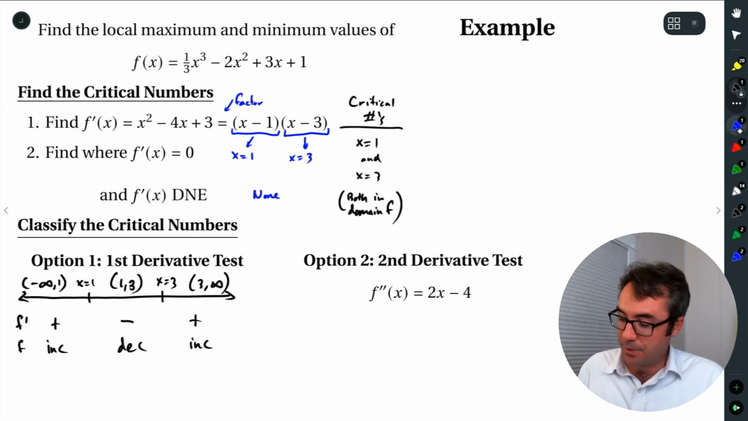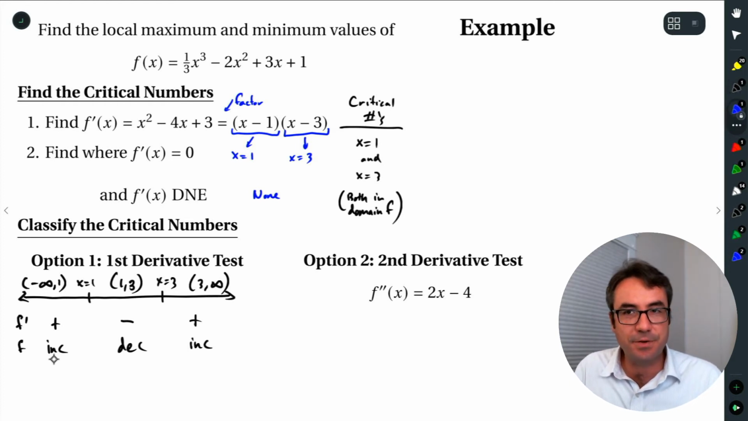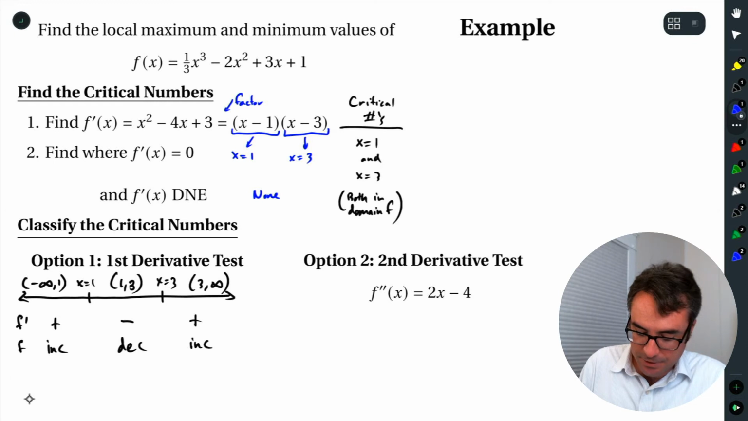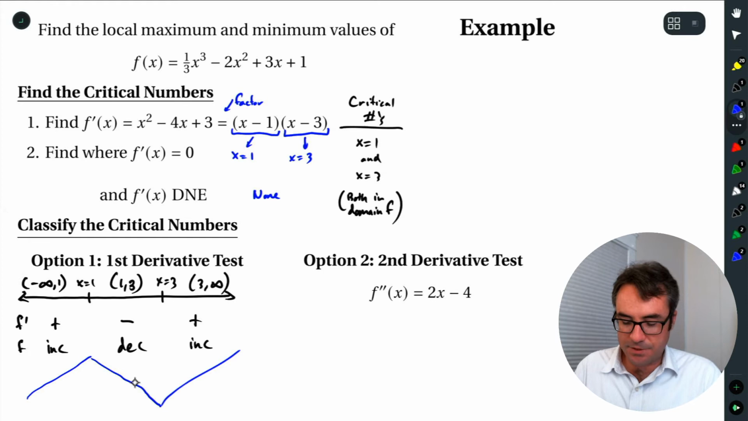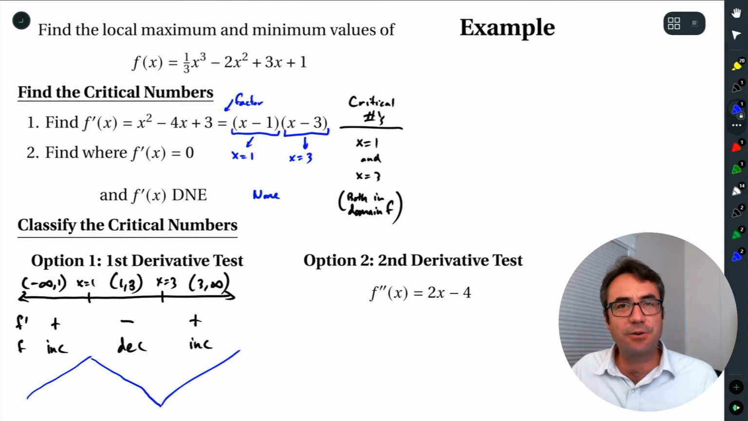To help us remember, what does the first derivative test say? Let's sketch out roughly what our graph is going to look like. It's increasing. Then at x equals 1, it starts decreasing. And then at x equals 3, it starts increasing again. So, a really rough sketch. Probably could make this a little more rounded, but we're just trying to remember what the derivative test tells us.